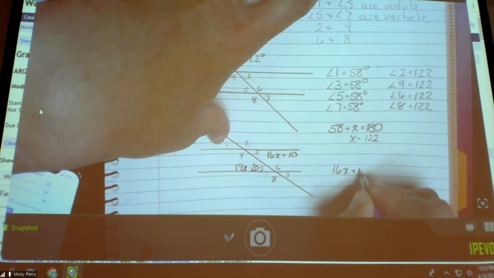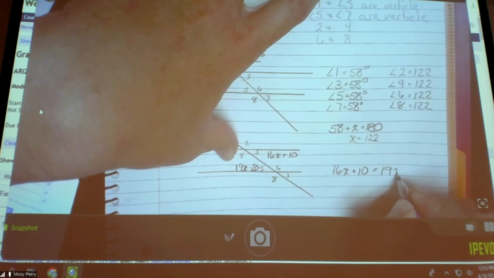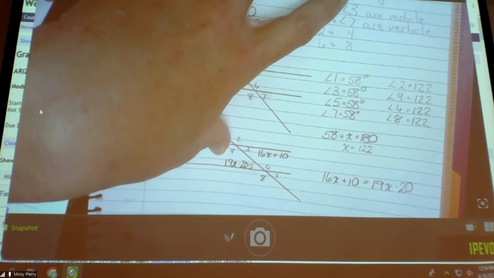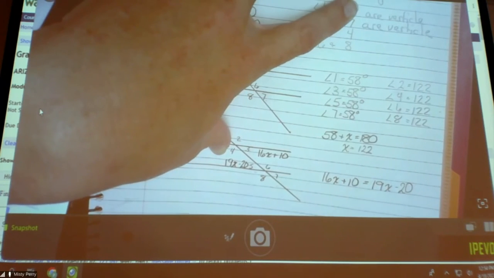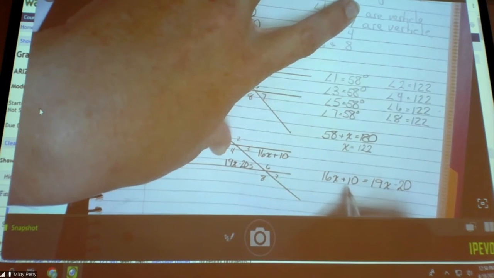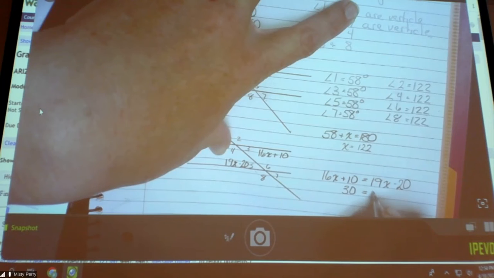So I'm just going to put the equations equal to each other. Okay. I'm going to combine the x's on one side and the numbers on the other side. So I have 30 equals 3x. I divide by 3, my x is going to equal 10.